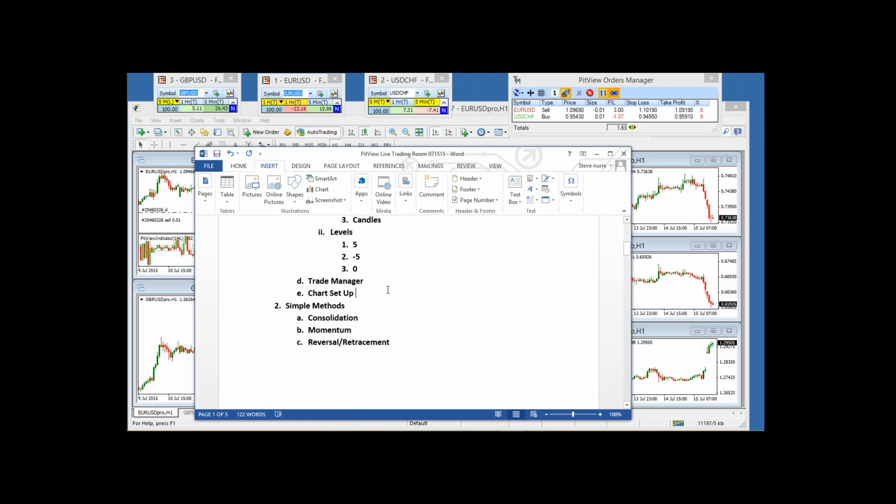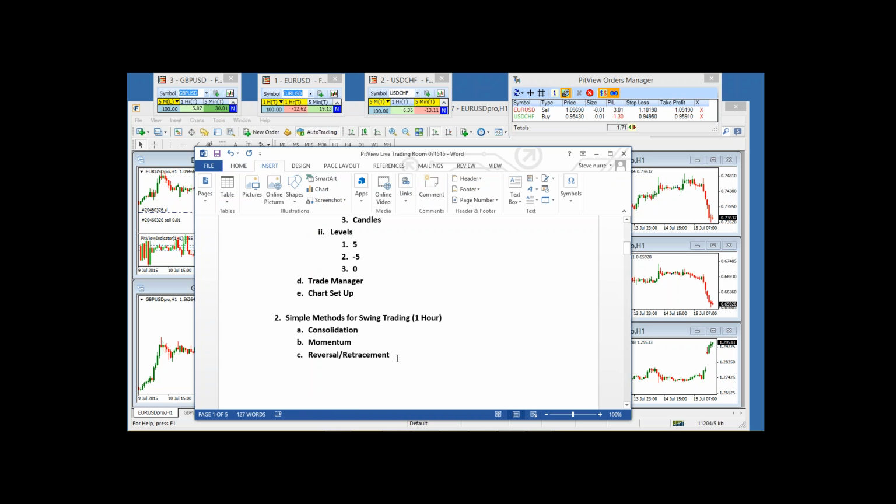So let's go through, because this is where this came from, was from our live trading room. Let's go through some of the simple methods we go through in our live trading room. And these are a lot of the ones that we do. Sometimes we'll use a 4-hour chart if I see longer term patterns or levels being hit in the market.